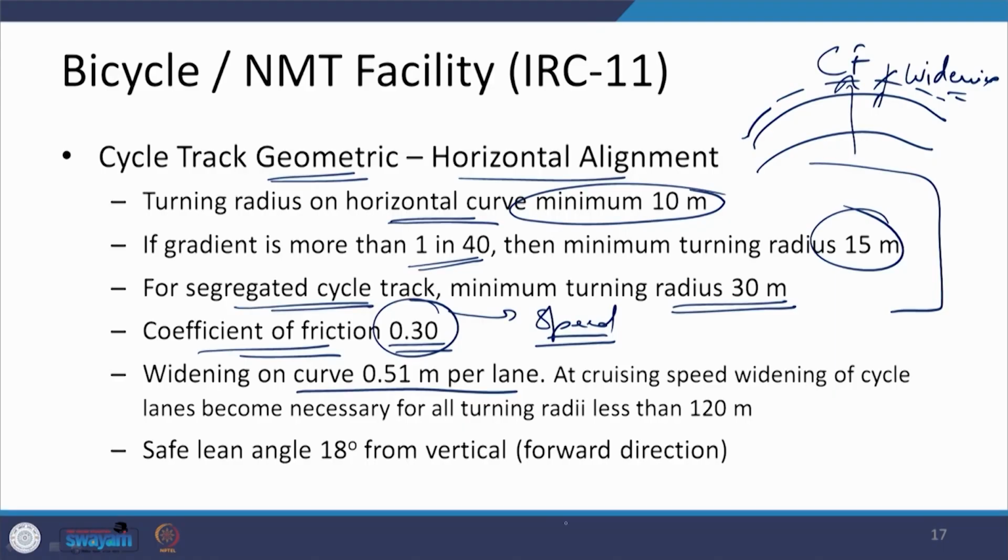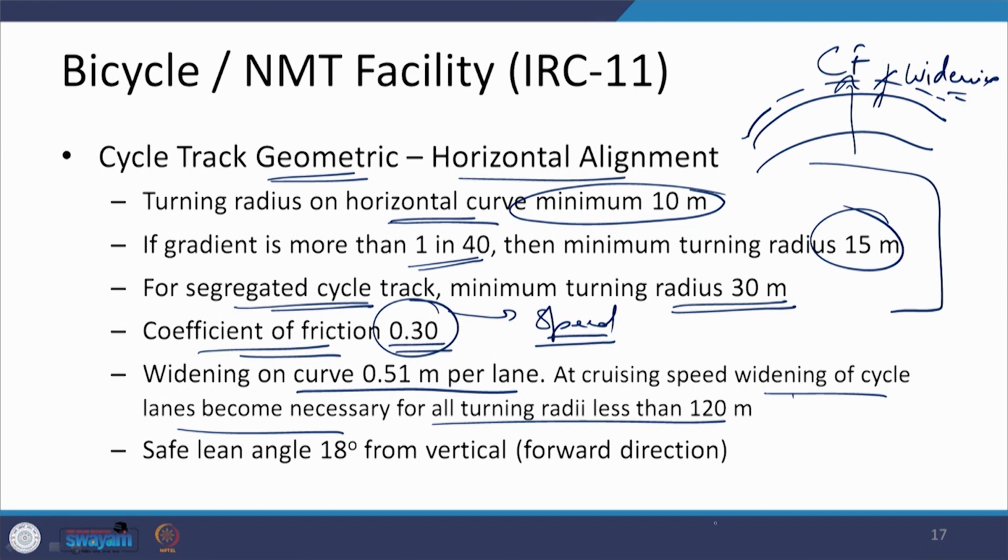And when you are looking at the cruising speeds, and we talked about the stable cruising speed as 12 kilometers per hour, then even in that case the widening of cycle lanes becomes necessary for all turning radii which are less than 120 meters.